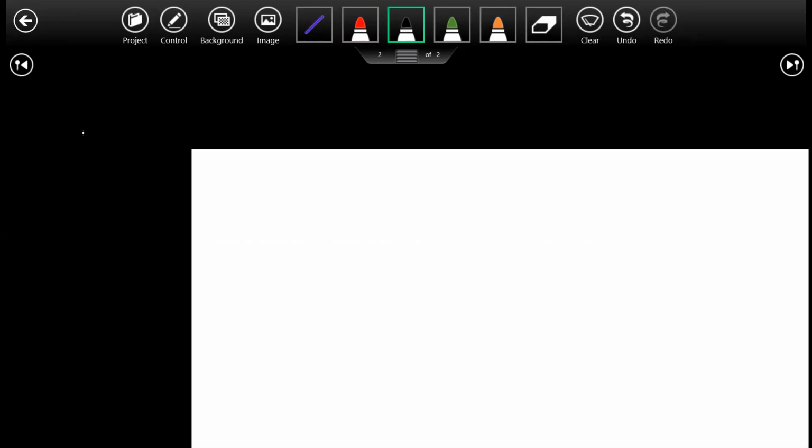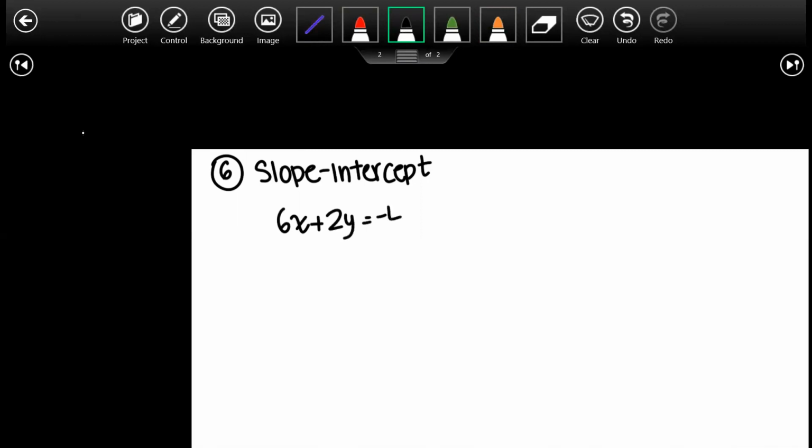Next one that we have here is 6. It says slope-intercept form, so we're going to write this in slope-intercept. We're going to get 6x plus 2y. I need to show slope-intercept form. This is y equals mx plus b. So we're basically solving for y.